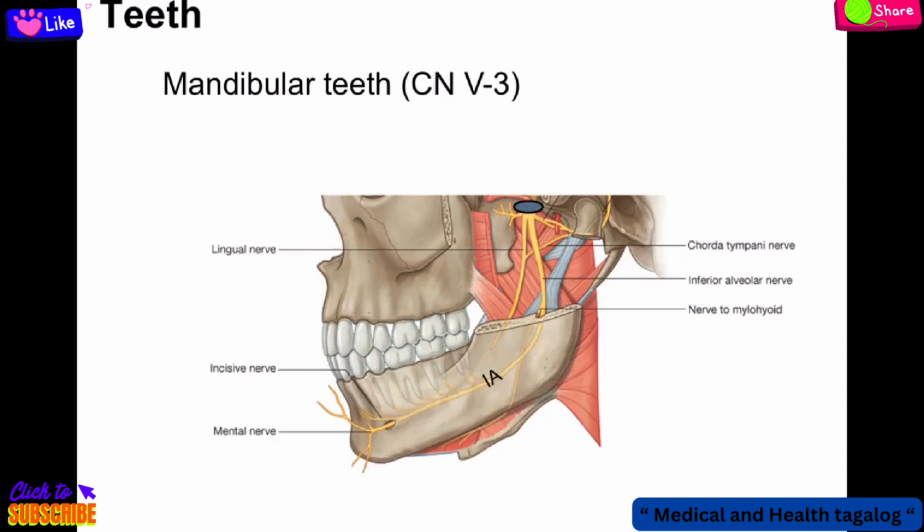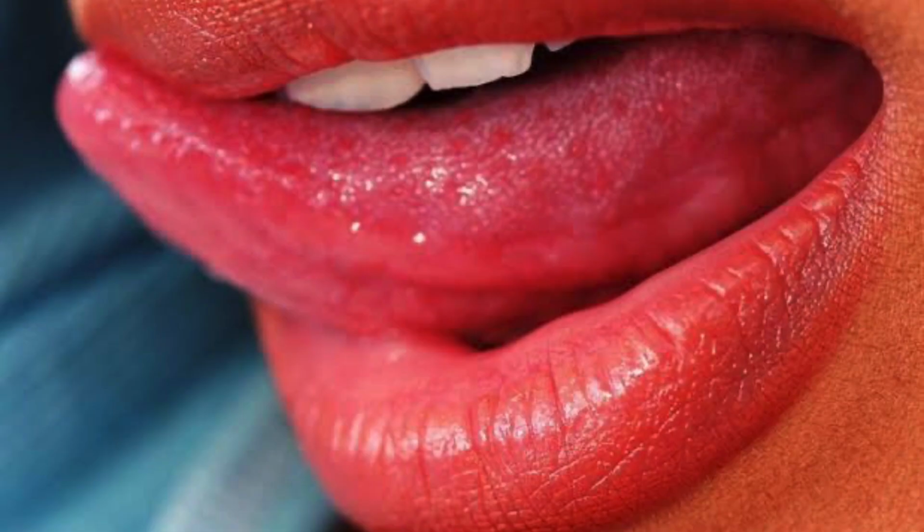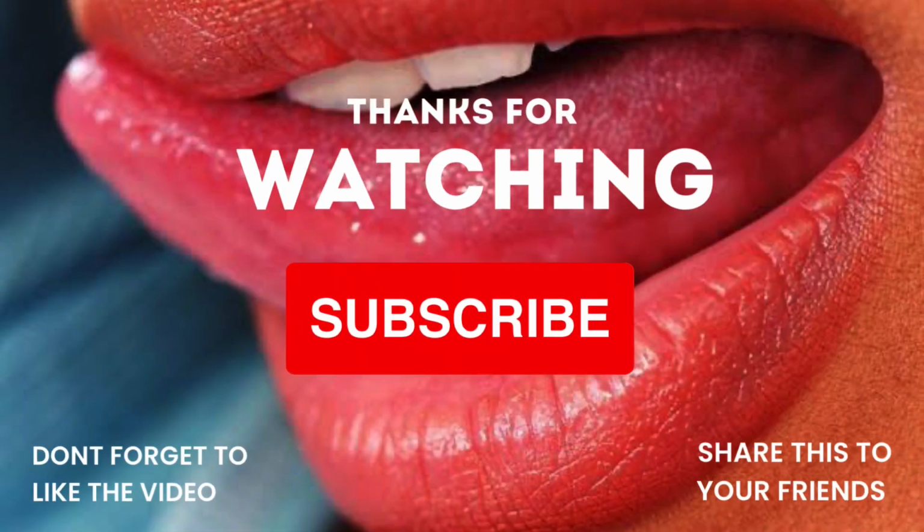Now our mandibular teeth, cranial nerve V3, traverses the foramen ovale, and then that inferior alveolar nerve courses down through the mandibular foramen by the lingula, enters into the inferior alveolar canal, and provides innervation to the mandibular teeth, exits the mental foramen as the mental nerve.